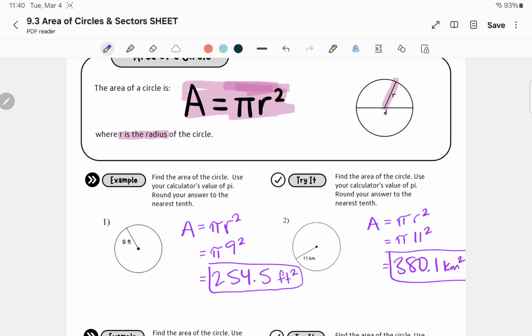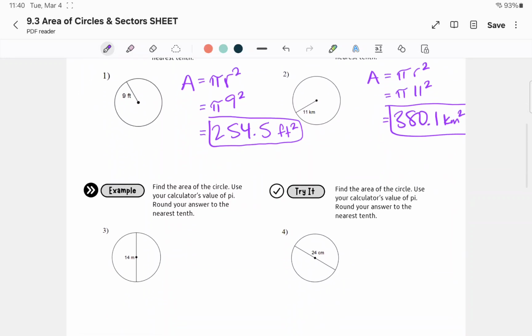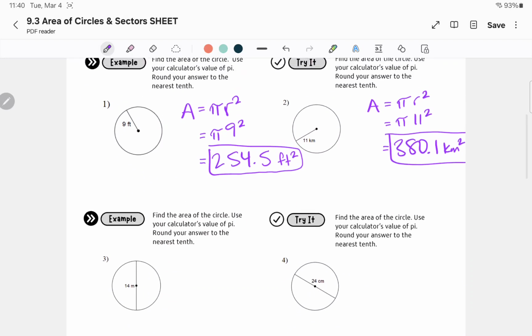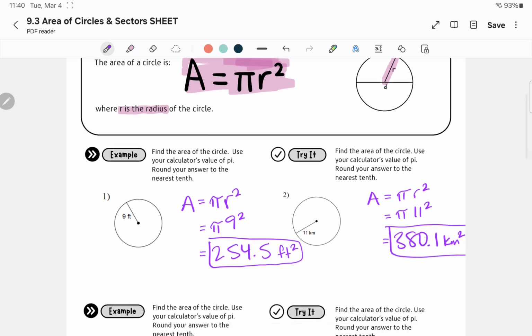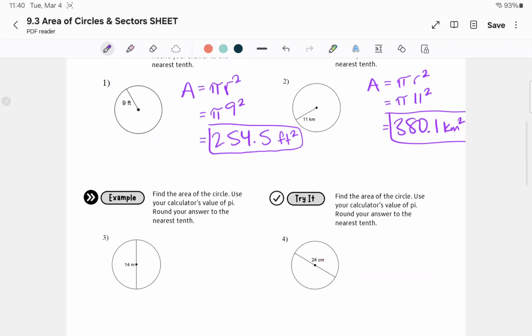All right, so now in these two cases, they gave us the radius, right? For number 3, they're giving us the diameter. So if you want to be reminded one more time, diameter is the whole way across, radius is halfway. So to find the radius, we have to take the diameter and divide it by 2. So if the diameter is 14, the radius is going to be, what's 14 divided by 2? That would be 7. So we're going to still use our same formula, which has the r. We just have to find what the r is. In this case, it's 7 meters.